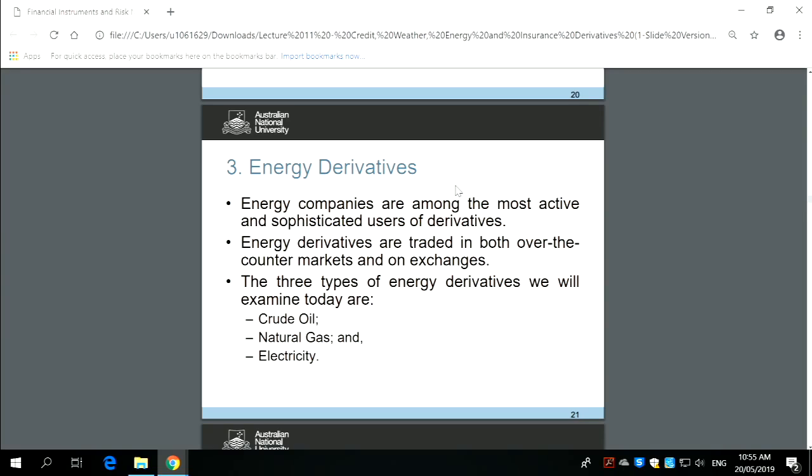Okay, so at the moment, the main method that we provide energy in Australia is by burning coal, right? So only 4% of Australians' energy is generated from renewable energy. Actually, we're burning a lot of coal, and we use a lot of natural gas and petrol. Okay, so energy companies obviously face the risk when the price of that energy goes up.